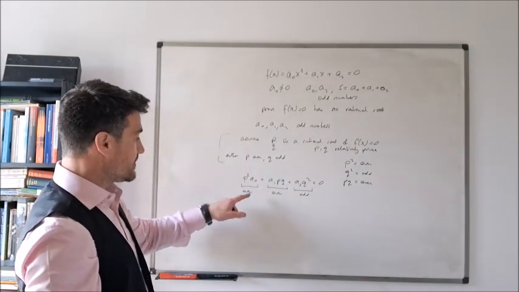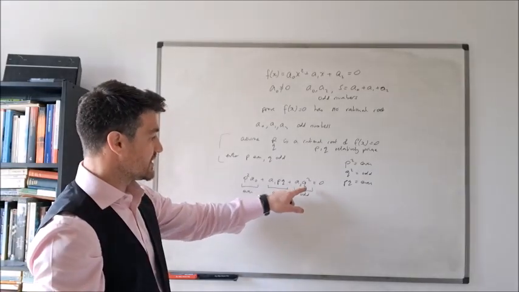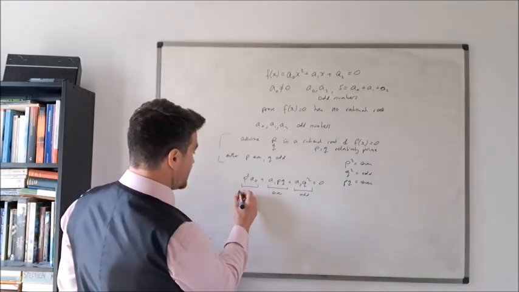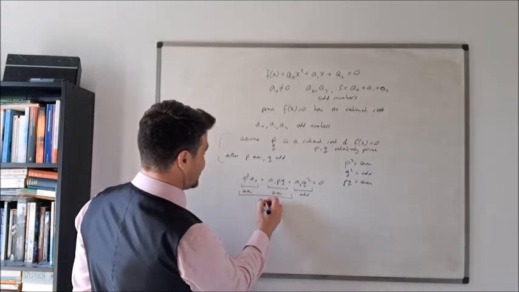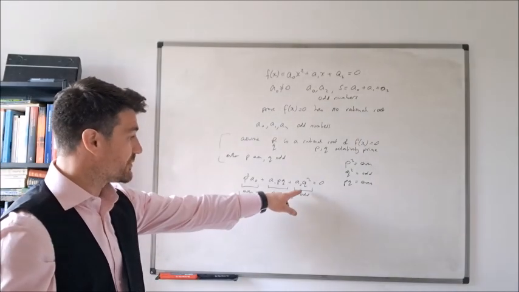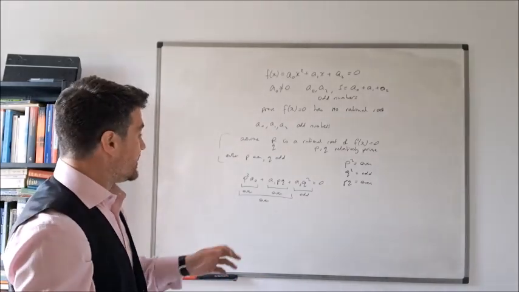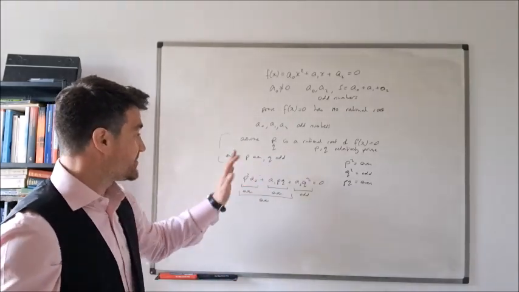Odd number times even number is even. Odd number times even number is even. Odd number times odd number is an odd number. But again, we've got even plus even, that's even. We're in the same situation again, basically. We've got an even number plus an odd number equal to 0. That's our contradiction again. So this combination can't happen.